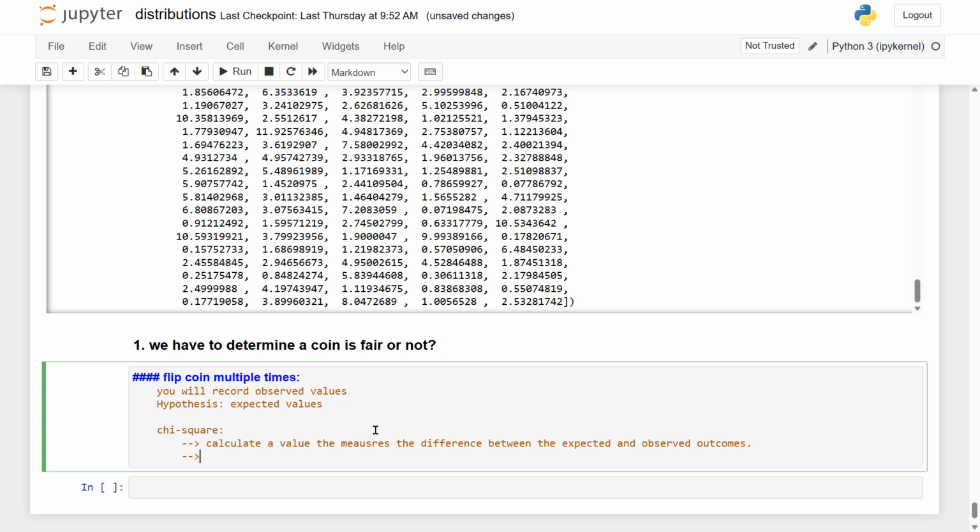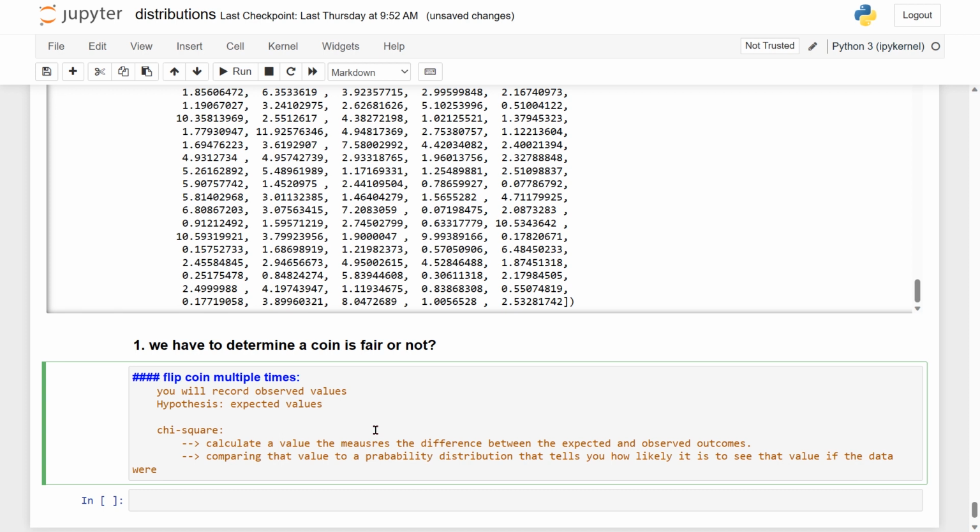And then once you got your score, or once you got your chi-square statistic, then you compare that value to a probability distribution that tells you how likely it is to see that value if the data were truly random.